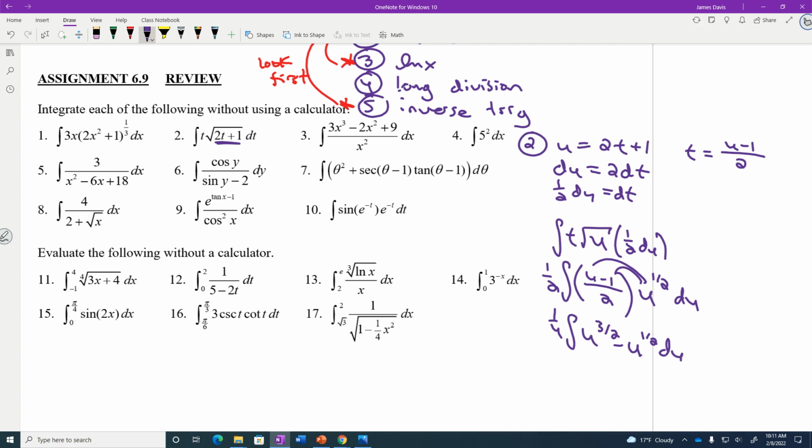Does that make sense? So now we can go ahead and integrate it. So add 1 and divide. There's 2/5 minus 2/3.